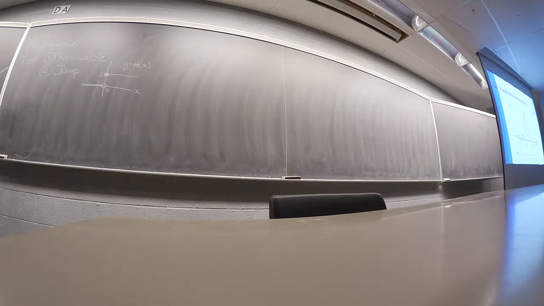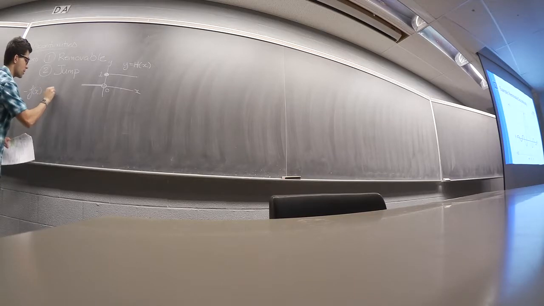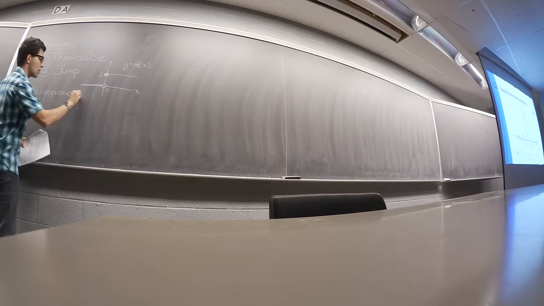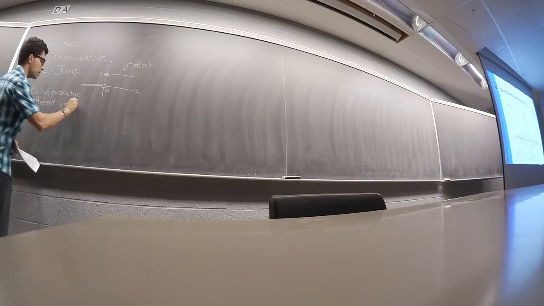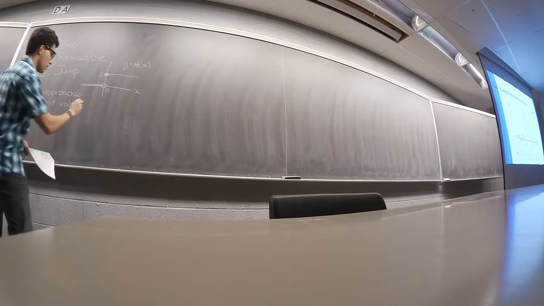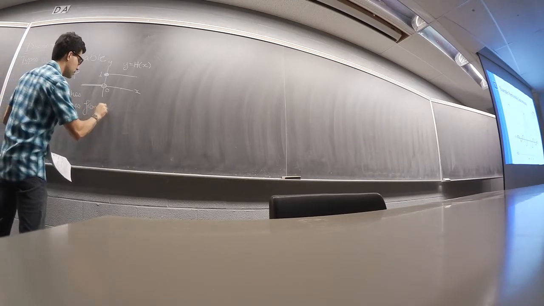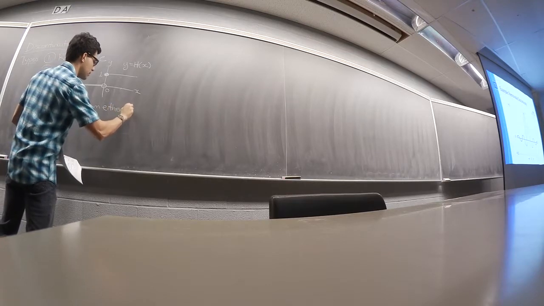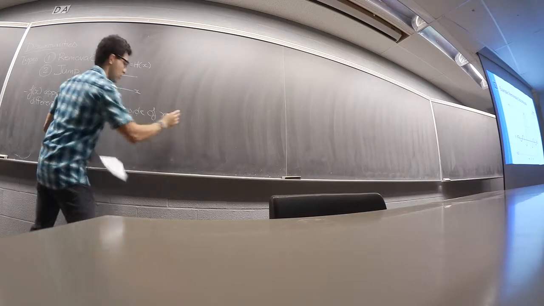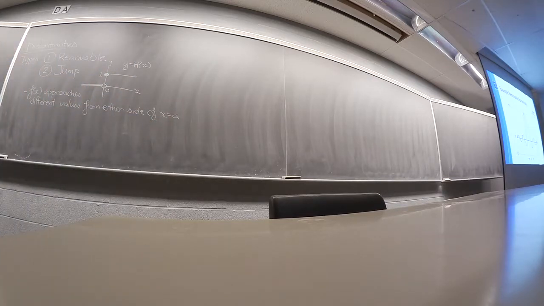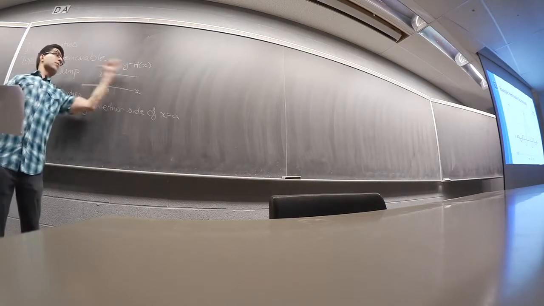So what is a jump discontinuity? f at x approaches different values, or limits, from either side of x equals a, where a is where the discontinuity is. We're approaching different values from either side.